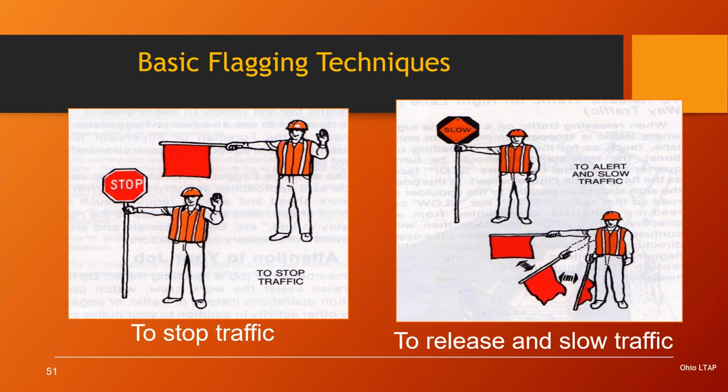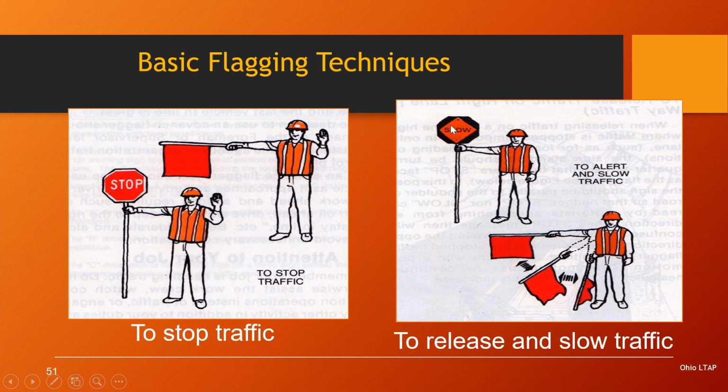So the manual in your handout also has some good pictures of the proper techniques to stop traffic. As you can see, the flagger here has the stop portion of the sign directed at the motorist, with his right arm sticking straight out and his left hand raised, palm facing the motorist. So that's how you stop traffic. You don't need to wave the sign or anything like that.